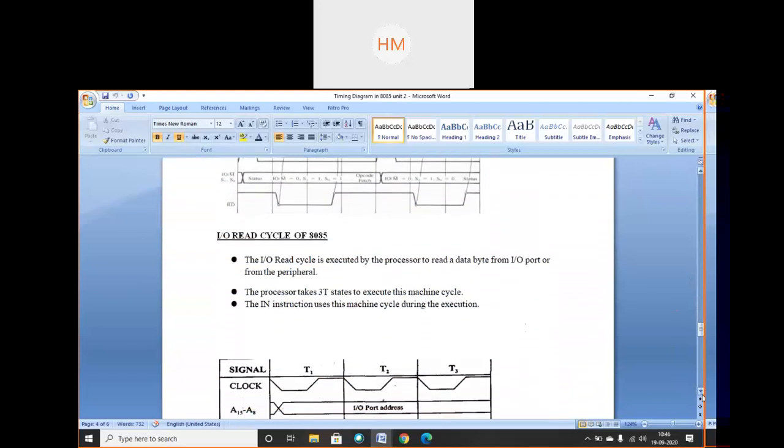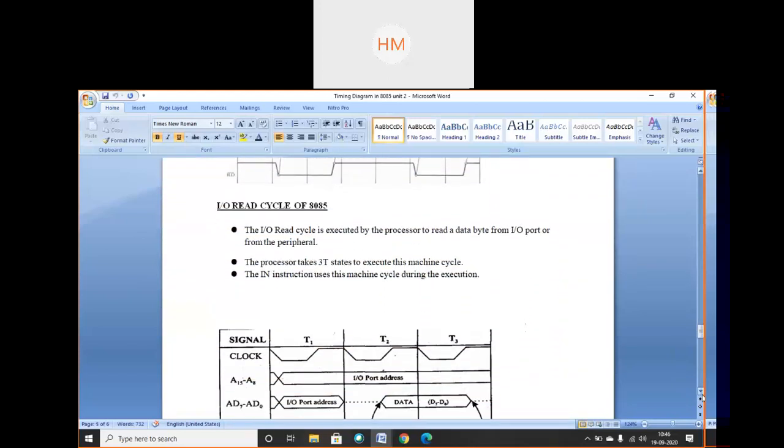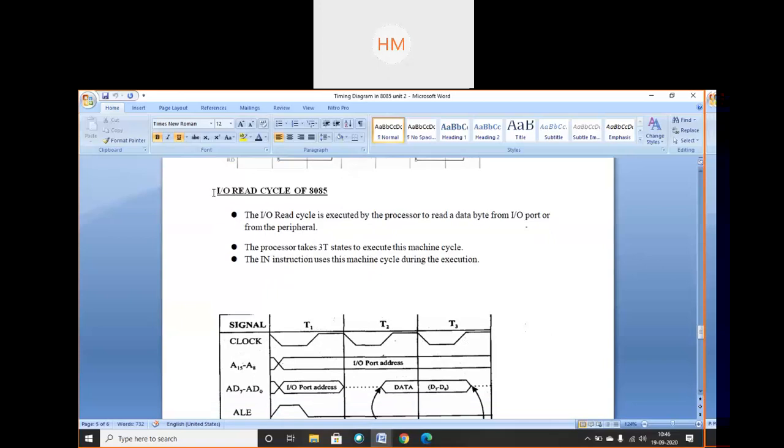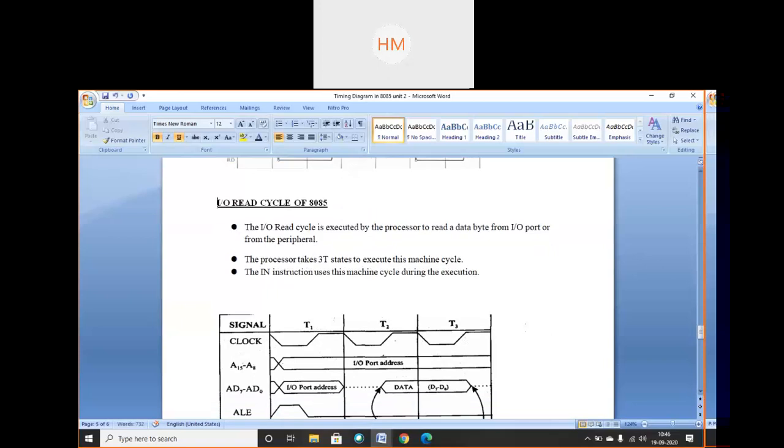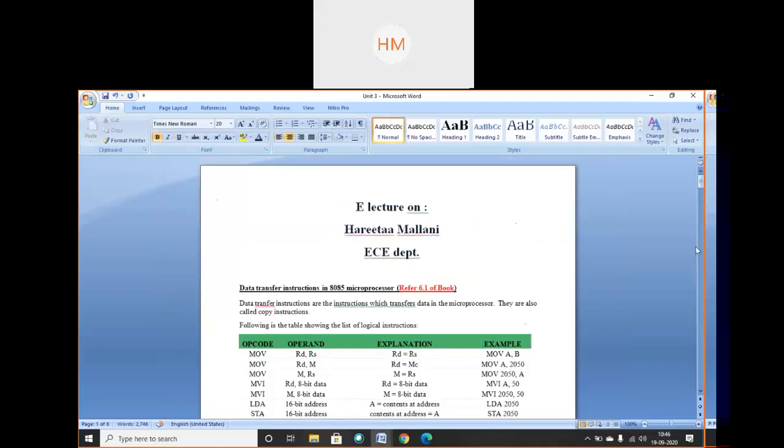Now two machine cycles were remaining that we will discuss, and then we will shift to the next unit contents. That is the I/O read cycle of 8085, Input Output read of 8085.